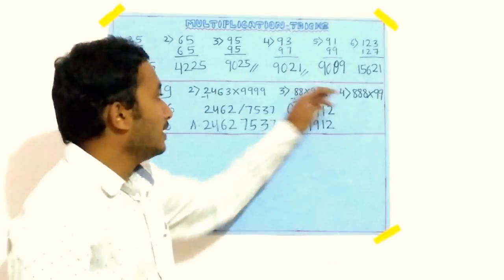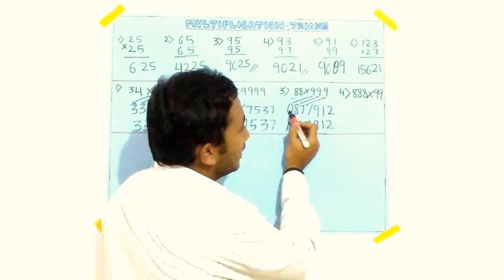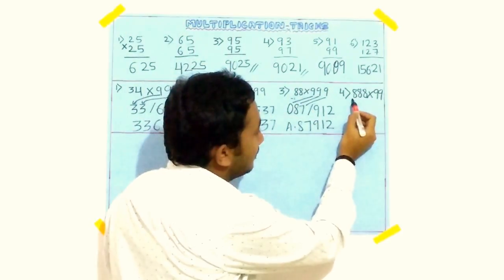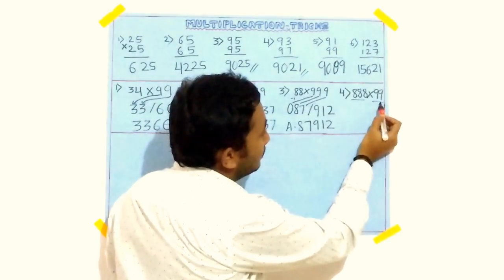Okay, we'll see the last problem. See, here it is a reverse of this. Here the numbers are 888 and it is 99. This trick will not work in this case, because if it is 999 and a smaller number, we can add 0 here. But if it is 888 and 999, only 2 terms are there.